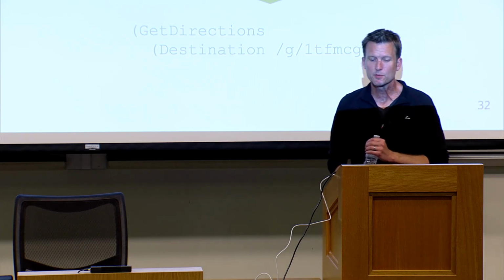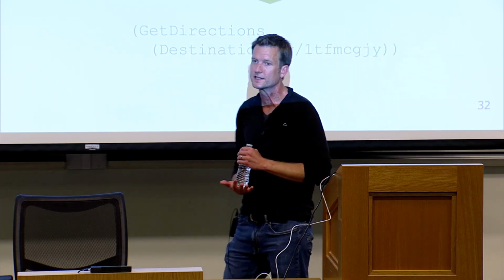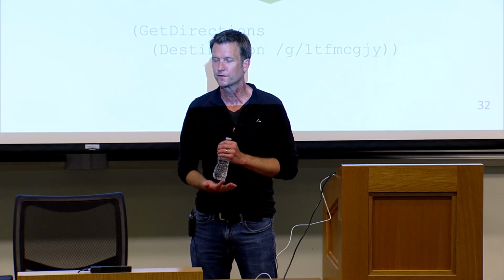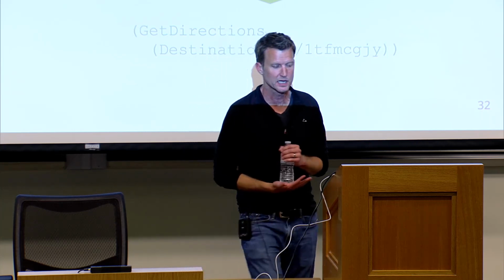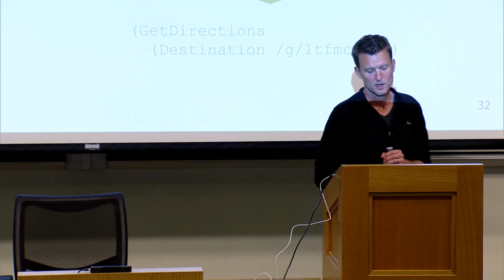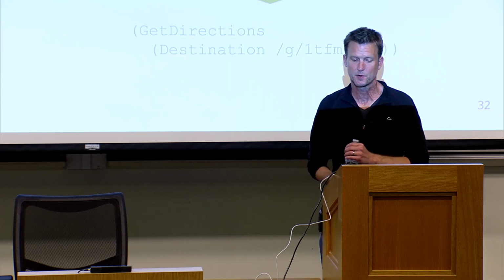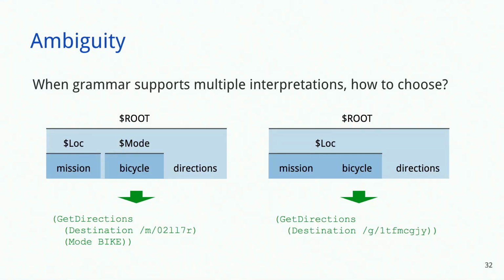This problem of ambiguity is pervasive throughout language, and certainly a big challenge for semantic parsing. Ambiguity can include both syntactic ambiguity and semantic ambiguity. Here's an example. The input is "mission bicycle directions". Imagine the user issues this query to Siri or to the Google Assistant.